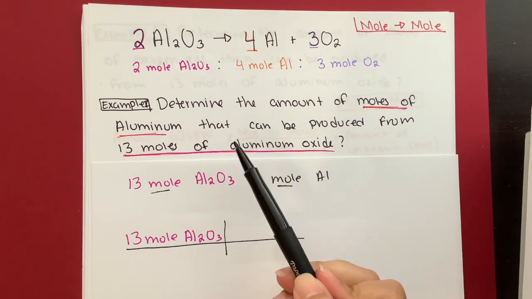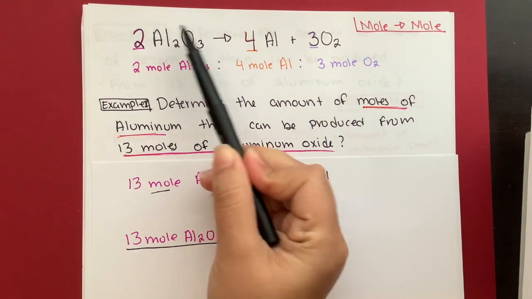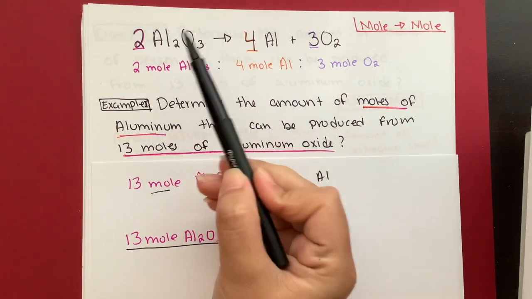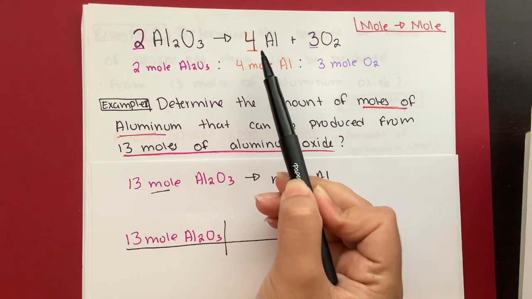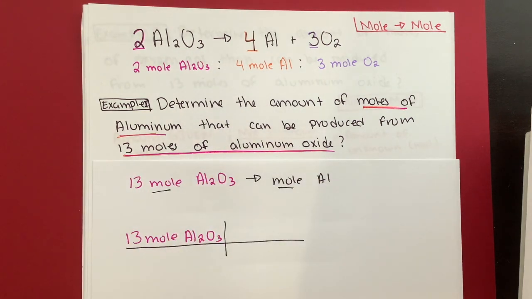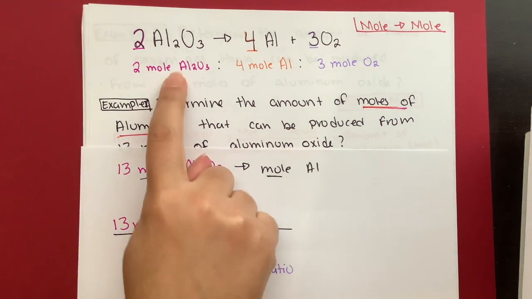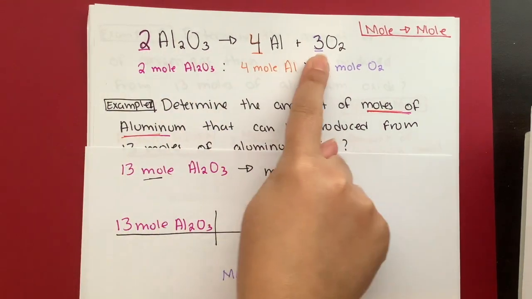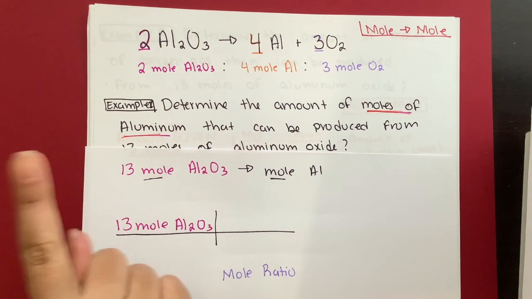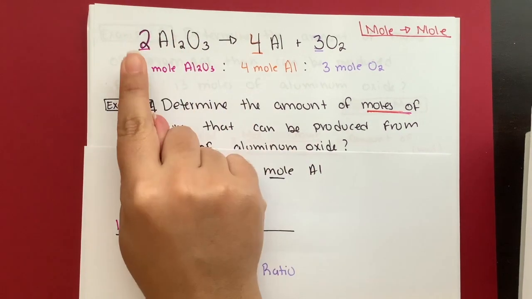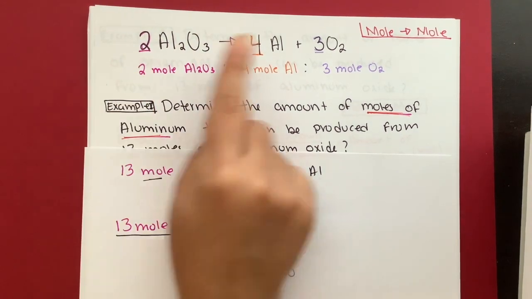They're giving us information from one compound, and they're asking us information about another compound. The only way to go from one compound to another is by using what we just talked about, the mole ratio. Okay? Using the mole ratio is the only way that you could go from one compound to another compound in a balanced chemical equation. So we're going to be looking at only aluminum oxide and aluminum. So we're going to be looking at this ratio of 2 to 4.